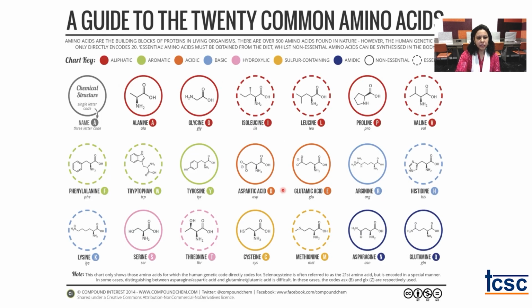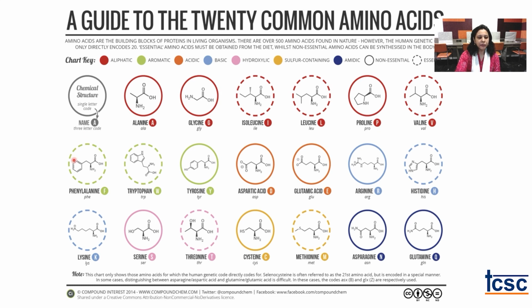So if you look at this chart, it gives us the details of the structure of the amino acids, the types of amino acids, and also how they are classified. If we look at this first group on the top, these are all aliphatic amino acids, and they are non-polar: alanine, glycine, isoleucine, leucine, proline, and valine. They belong to the category of non-polar amino acids, which are aliphatic in nature.